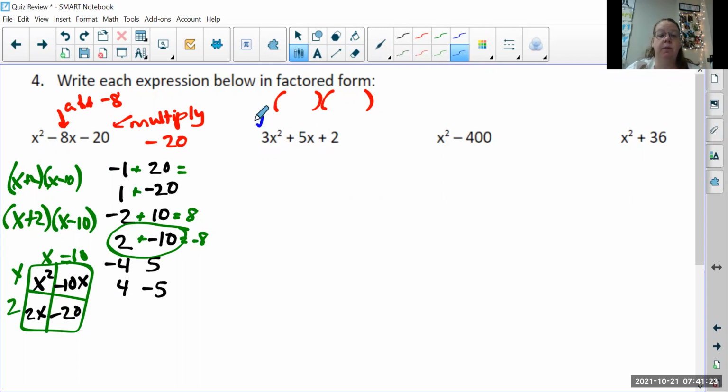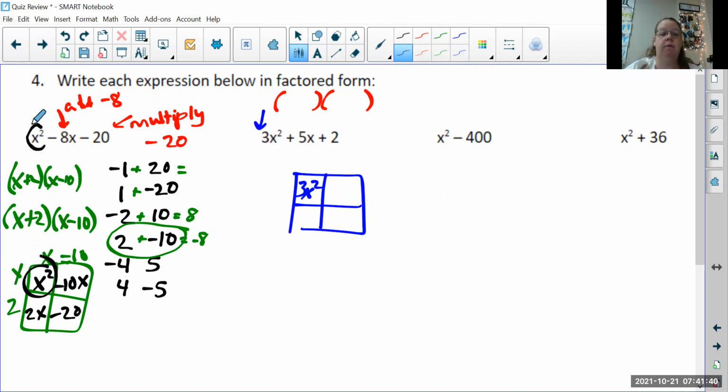So this is a little bit different because now we have an A value of 3. So I would recommend that you do the box in reverse. There's other ways that you can do it, but I think this is the most logical way to do it. So 3x squared goes in this first box because that's where it comes from, just like over here. This x squared came from that first box. Then the 2 goes down here, because just like over here, the negative 20 came from that part of the box. And then these two have to add up to 5x.